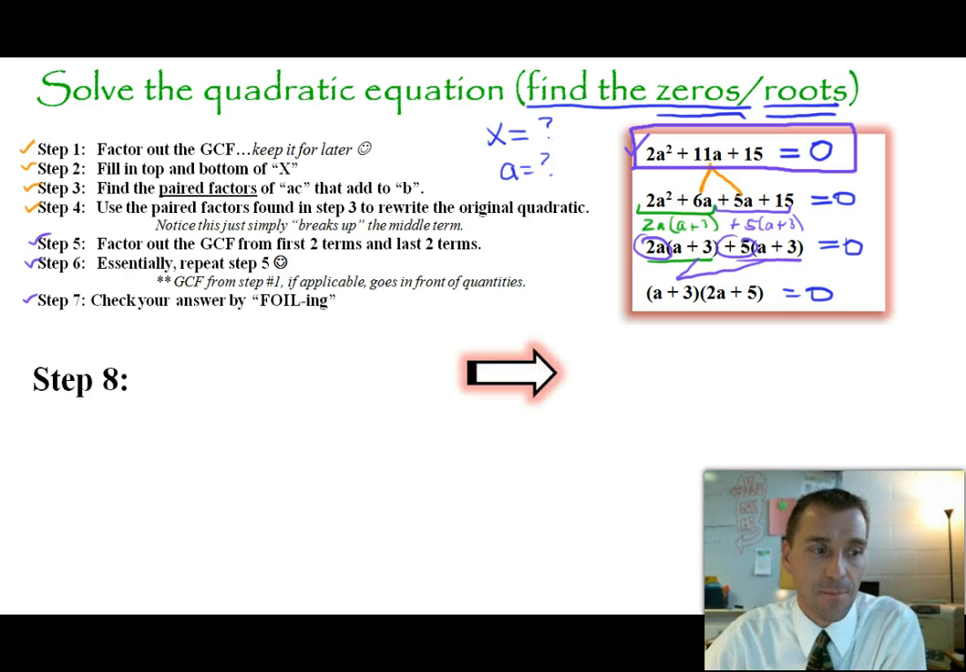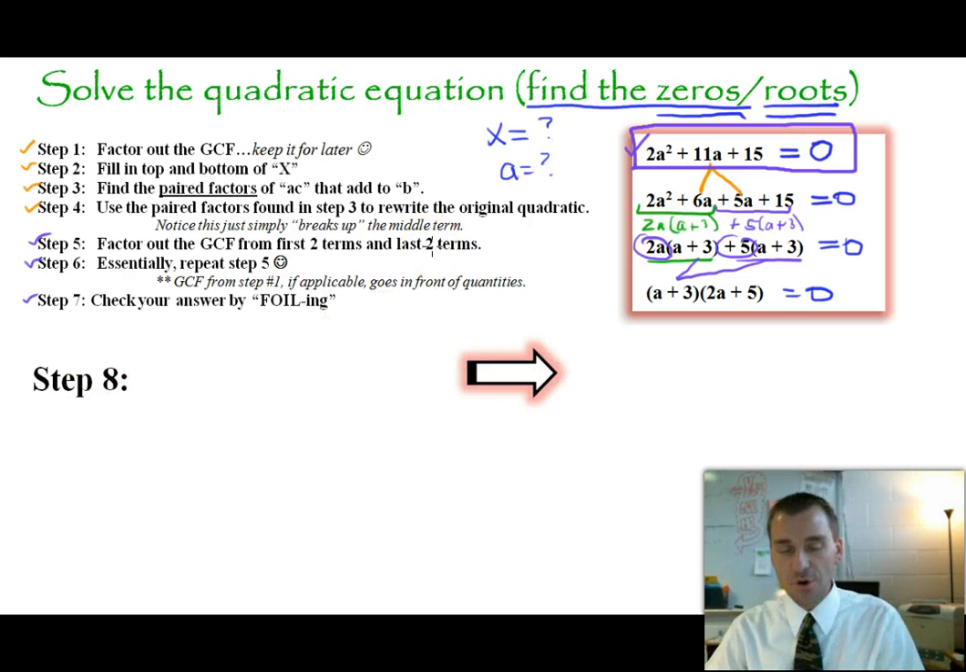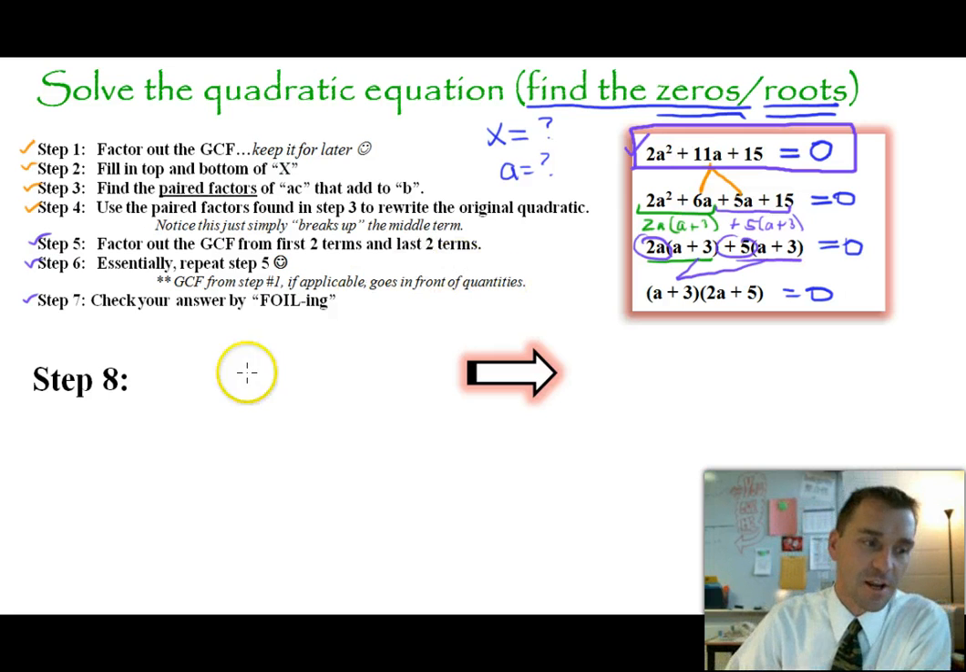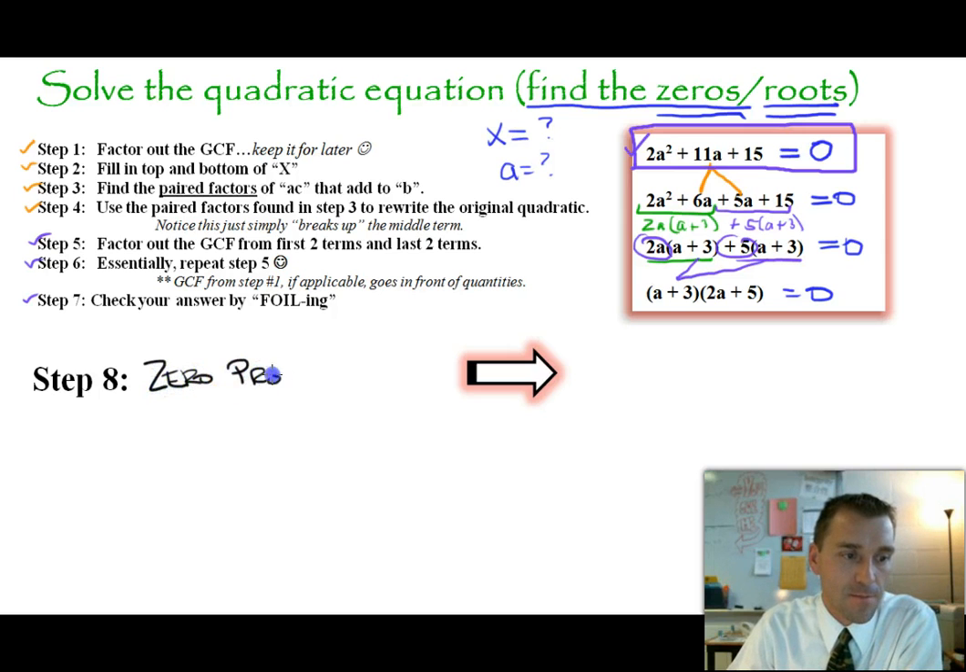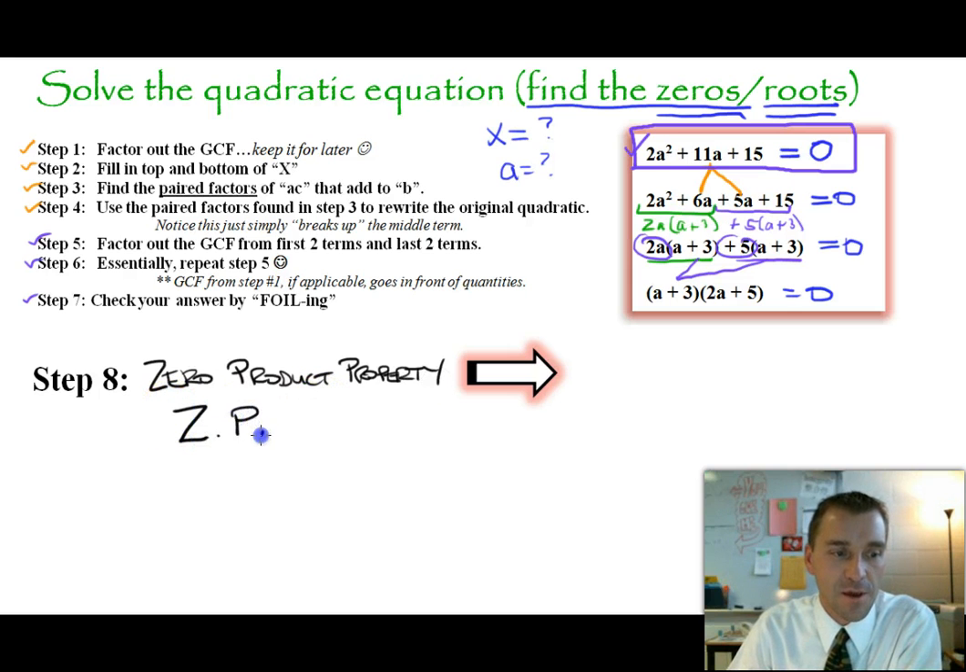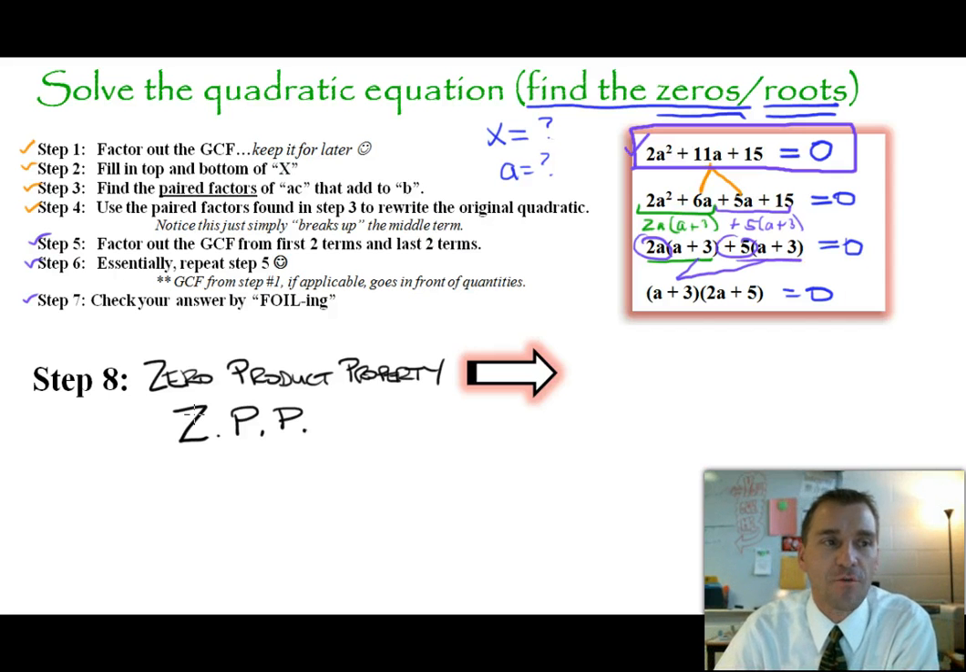It's already there. But step number 8 is you're going to use this thing right here called the zero product property. Zero product property. And we affectionately call this thing ZPP. Yeah, you know me. That's exactly right. So we're going to use ZPP to actually finish this thing up and solve the actual equation.